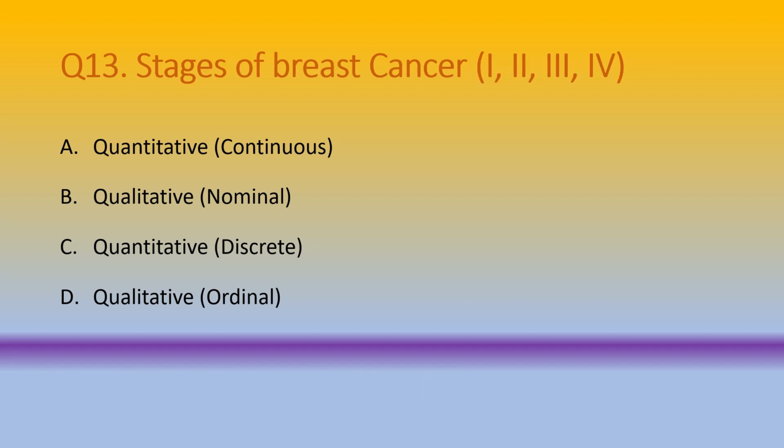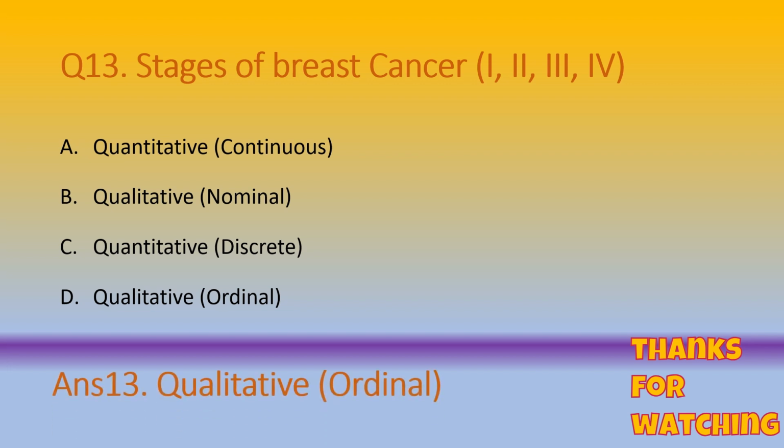Question 13. Stages of breast cancer. Stage 1, 2, 3, 4. The option A is quantitative continuous, option B is qualitative nominal, option C is quantitative discrete, option D is qualitative ordinal. The answer of this question is qualitative ordinal.